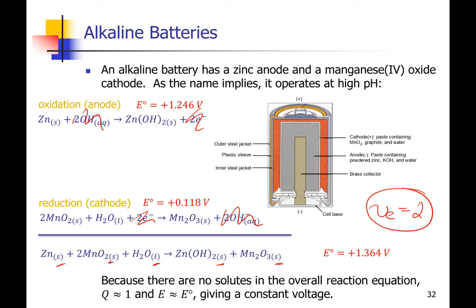And so all of the activities are 1, the reaction quotient is 1, and therefore the cell potential is approximately equal to the standard cell potential, and you have a very consistent potential until you just run out of reactants, at which point the reaction stops completely and your battery dies.